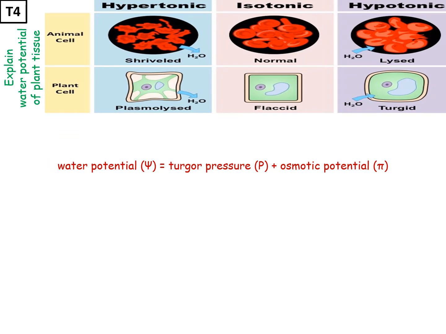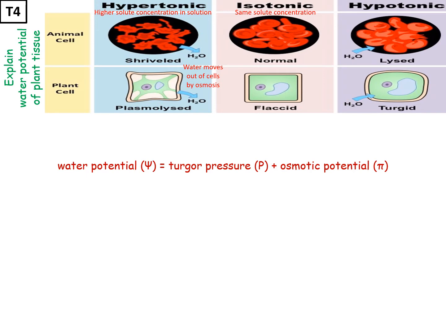Explain water potential of plant tissue. In hypertonic solutions, there's a higher solute concentration in the solution. When you place an animal cell in a hypertonic solution, it starts to shrivel because water moves out of the animal cell and into the hypertonic solution where there is a lower water concentration. In a plant cell, the same thing happens. Water moves out of cells by osmosis, but the cell becomes plasmolysed. And this is where the cell membrane detaches from the cell wall.